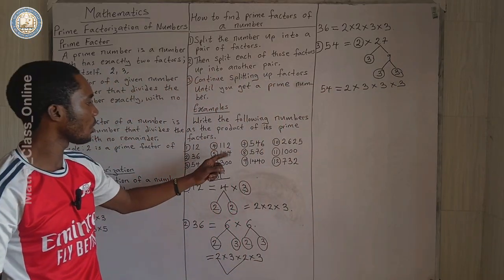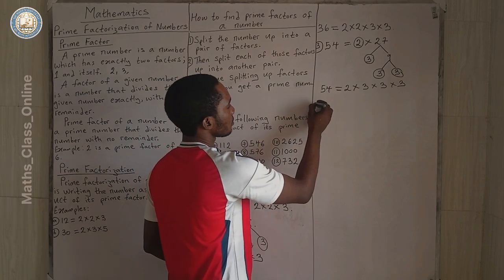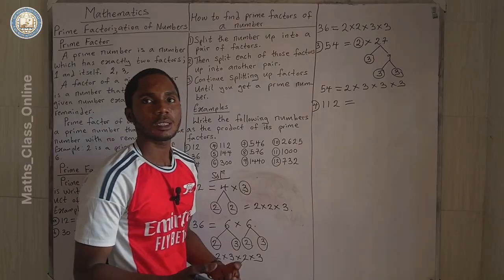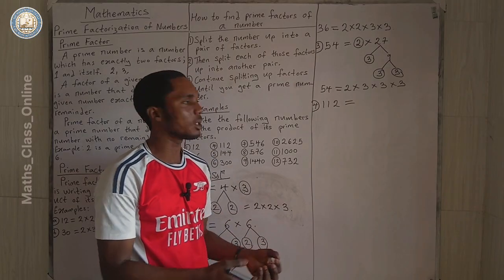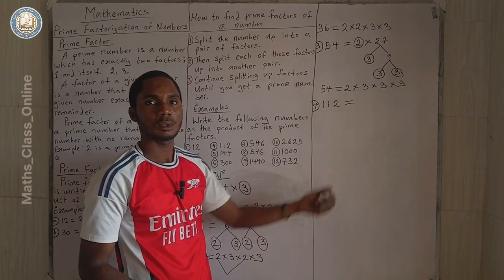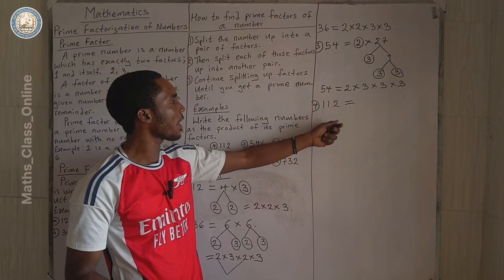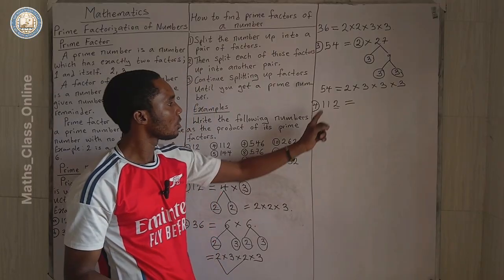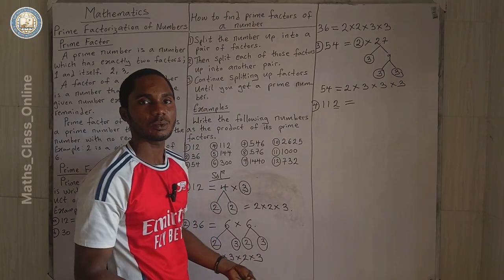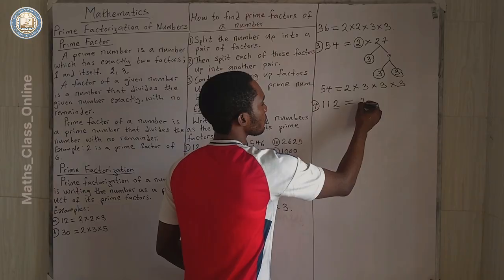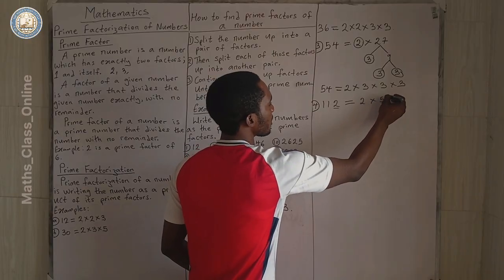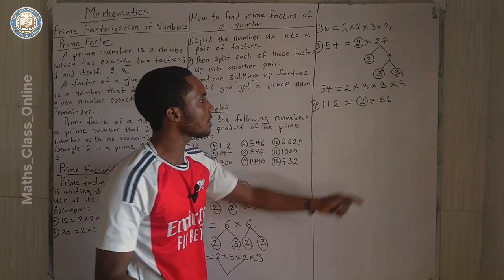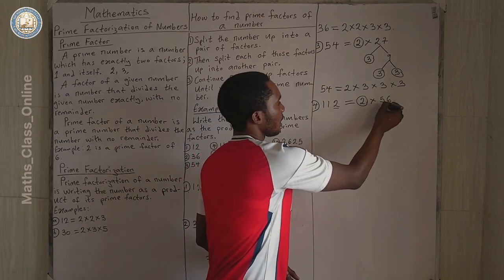Next example, 112. Think of two numbers that if we multiply them together, we will get 112. Let's start from 2. Can 2 divide 112? Yes, because the unit digit is 2. Now, 112 divided by 2, what are we going to get? That is 2 multiplied by 56. 2 is a prime number, but 56 is not a prime number. Expand this again.